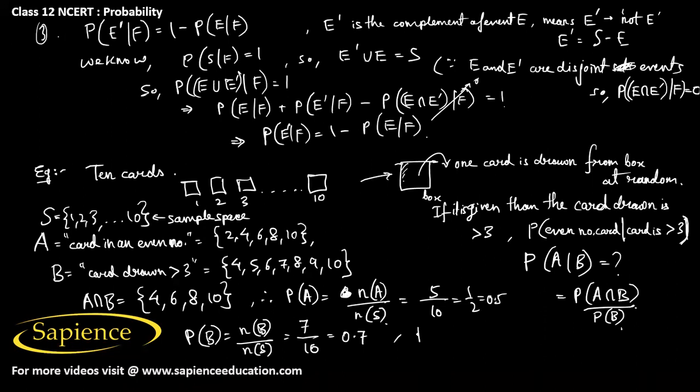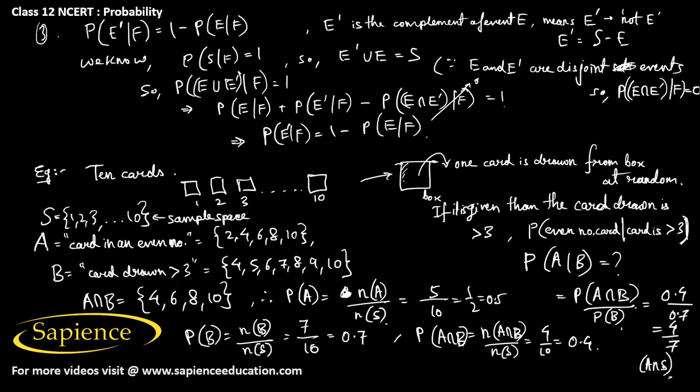And the probability of A intersection B is the number of elements in the set A intersection B divided by the number of elements in the set S. That will be 4 by 10, which is 0.4. Therefore, the value of P of A given B will be 0.4 divided by 0.7. So the answer is 4 by 7. This is the value of the conditional probability.